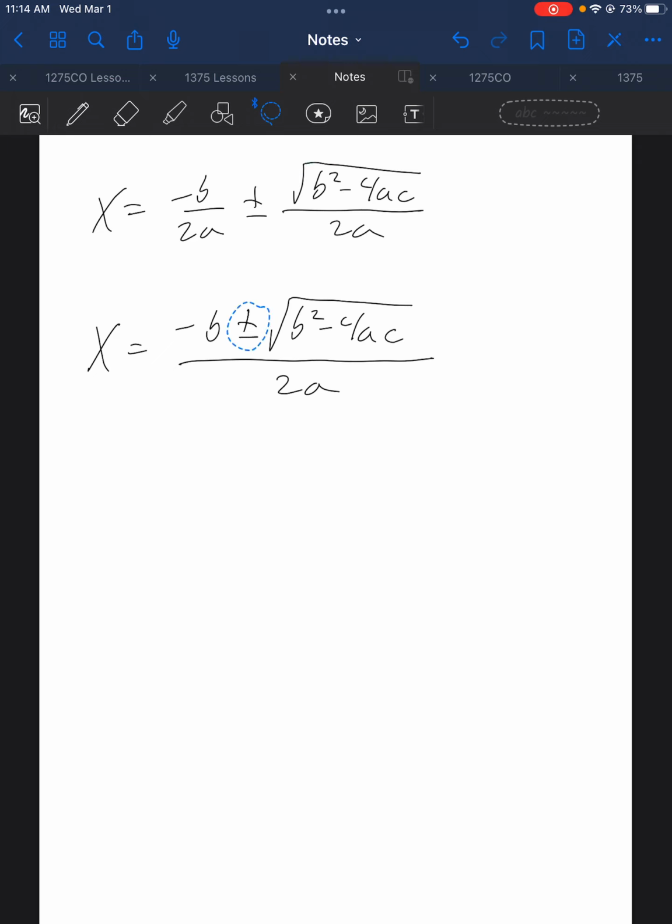We get this plus minus directly from the square root property. Negative b is from subtracting negative b over 2a from both sides to solve for x. And we got the square root of b squared minus 4ac from taking the square root property. And this is the quadratic formula.